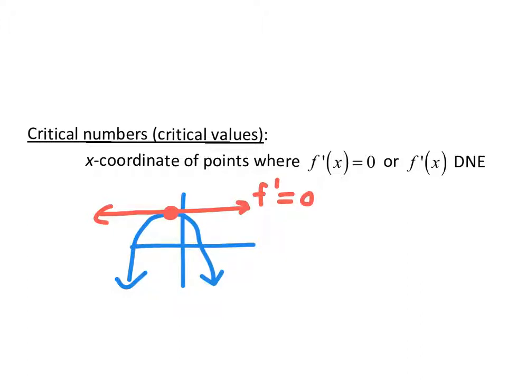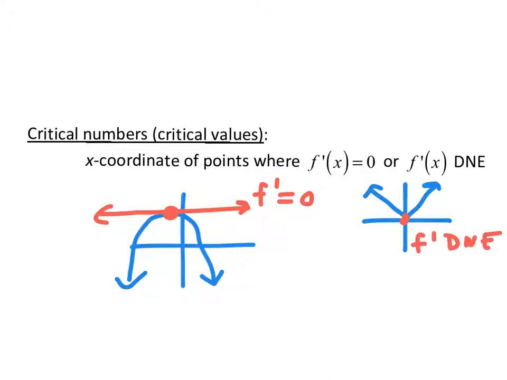If the derivative does not exist, or DNE, then I have one of two things happen. It's either a sharp turn, so that could be like an absolute value. So in this case, at the vertex here, f prime does not exist.